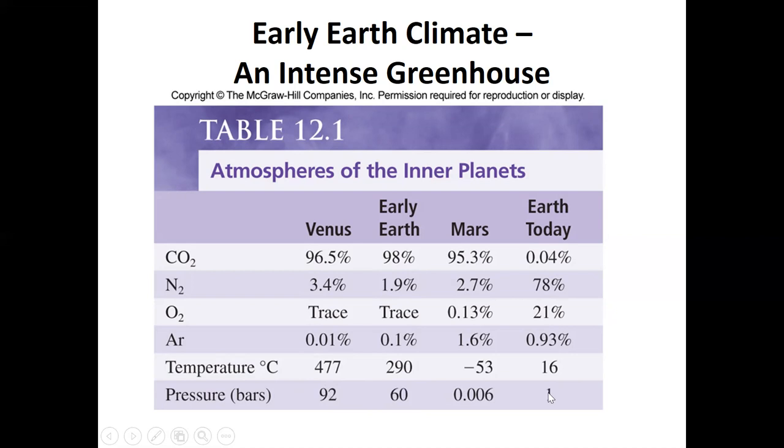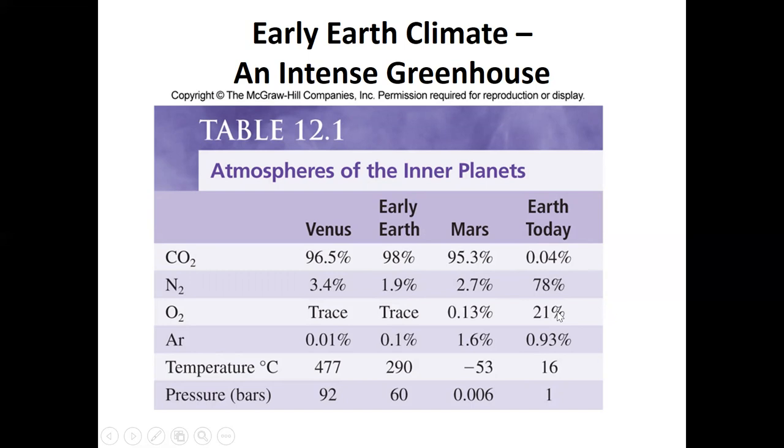Mars has a lot of CO2 as well. However, Earth today has very little CO2, a lot of nitrogen, and a lot of oxygen. You see, there are only trace amounts of oxygen in the early Earth's atmosphere. So there's been this flip in Earth's atmosphere, a transition from a CO2-rich, oxygen-poor, and nitrogen-poor atmosphere to a nitrogen- and oxygen-rich and CO2-poor atmosphere.